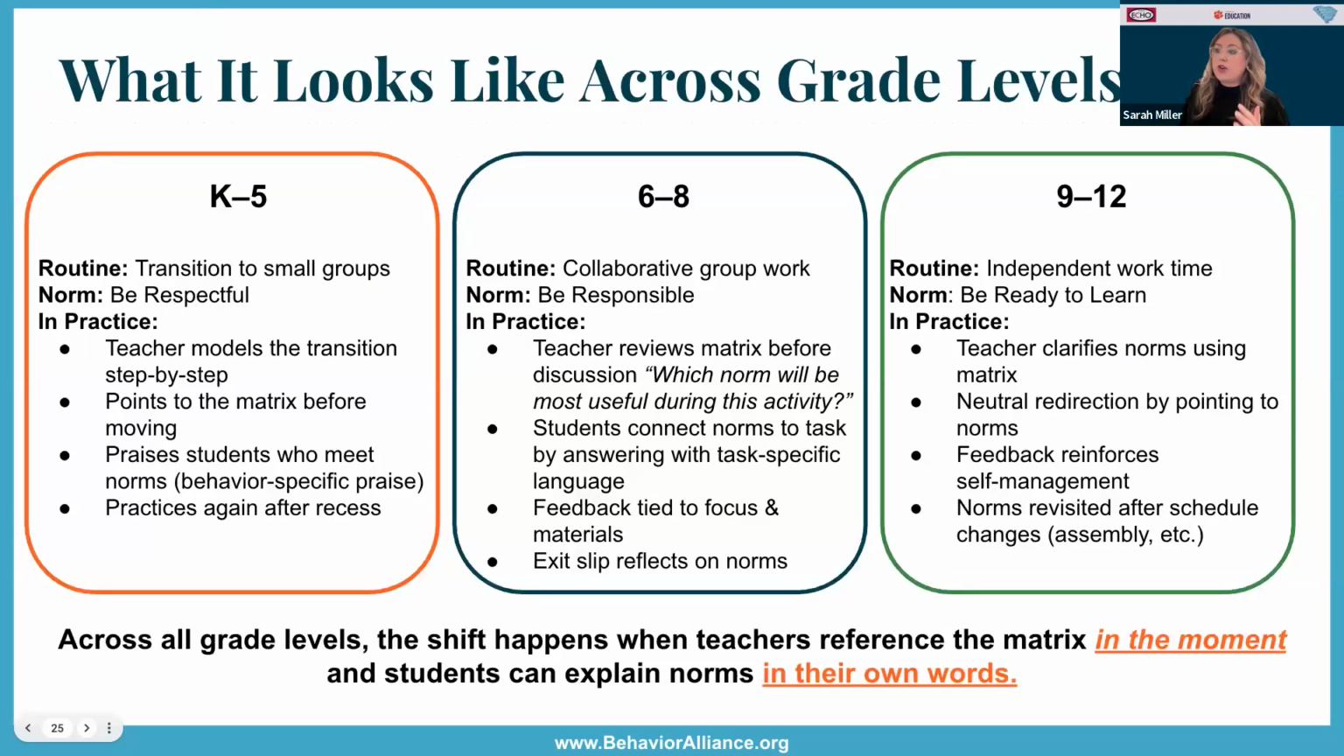All right, so here's what it looks like across grade levels, and I broke it up across grade levels. However, these strategies can work in any grade level, right? So for the K-5, I won't read through all of these exactly, but we have in the K-5 example, the transition to small groups, and in practice what that looks like. Through the 6-8, we have collaborative group work, and then 9-12, we have independent work time. Again, those routines happen in all grade levels typically, so what it looks like might be different developmentally, but ultimately, we're looking for the in-the-moment referencing of that matrix.